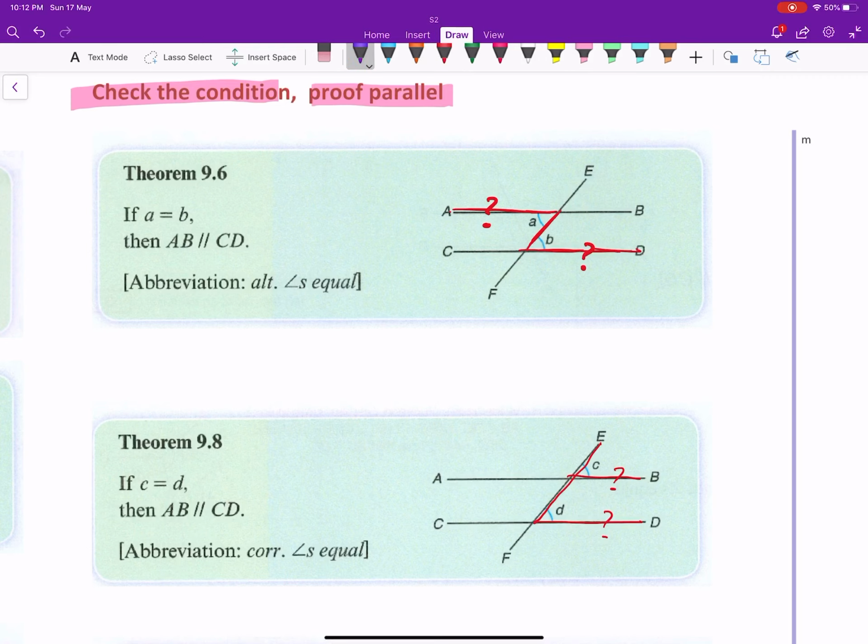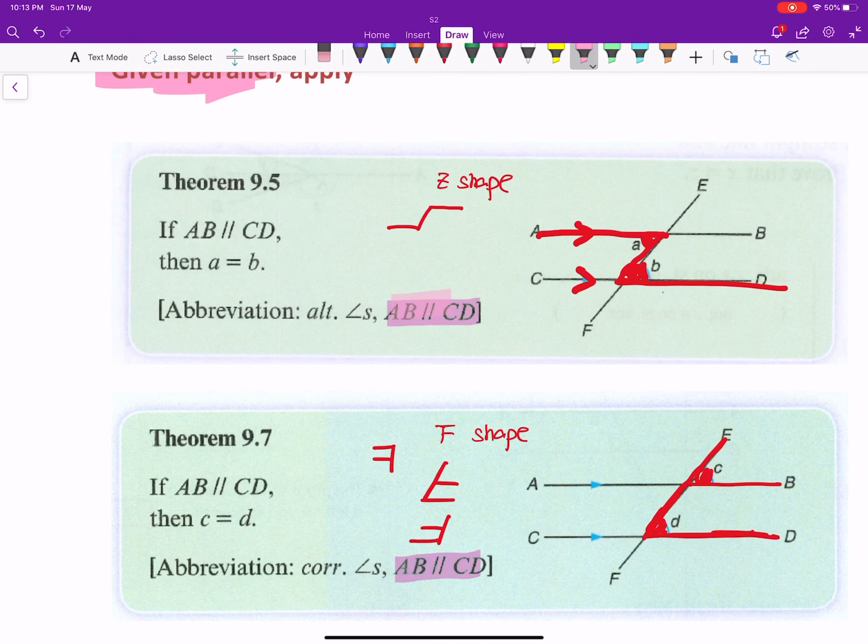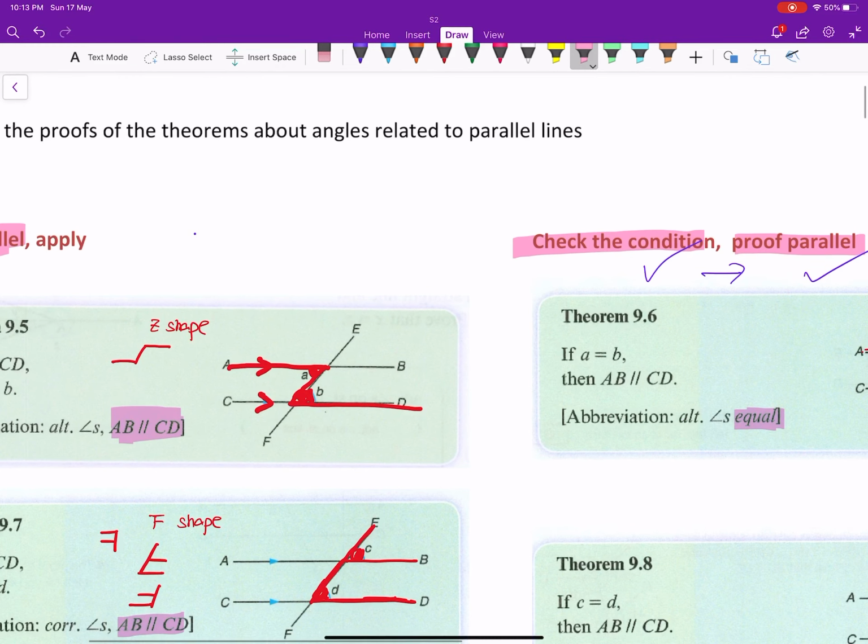If the question said A equals 30 degrees and B equals 30 degrees, you can check that A equals B, then you can prove AB and CD are parallel. So you can see the reason is different. This time it is alternate angles equal. But if it is given a pair of parallel lines, you need to write down the name of the pair of parallel lines. So they are different.